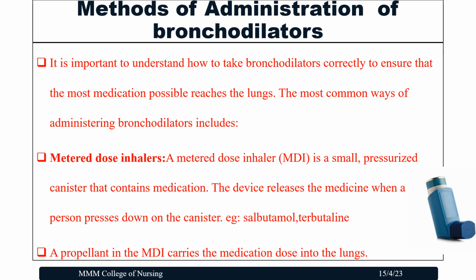Methods of administration of bronchodilators. How can bronchodilators be administered? It is important to understand how to take bronchodilators correctly to ensure the most medication possible reaches the lungs. The most common ways of administering bronchodilators include the following. The first method is metered dose inhalers. A metered dose inhaler, also known as an MDI, is a small pressurized canister that contains the medication. The device releases the medication when a person presses down the canister, for example salbutamol or terbutaline. A propellant in the MDI carries the medication dose into the lungs.